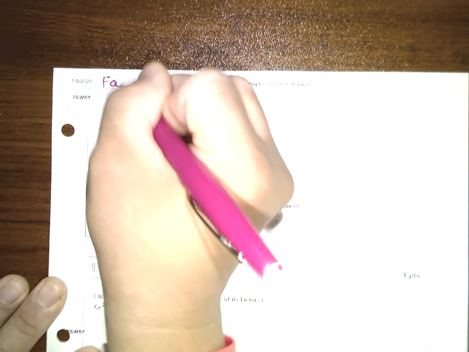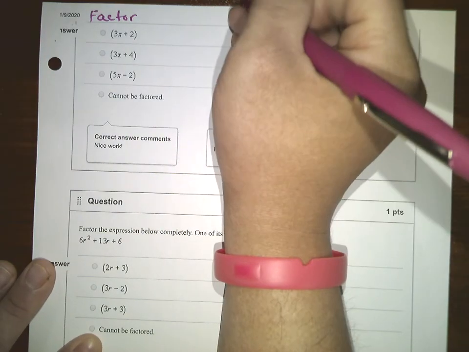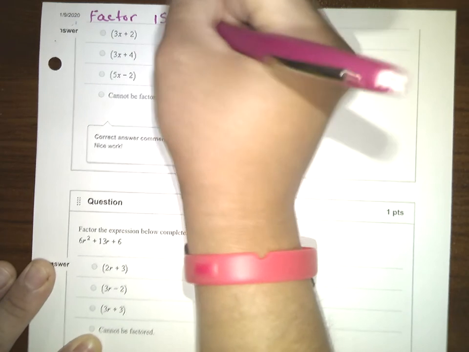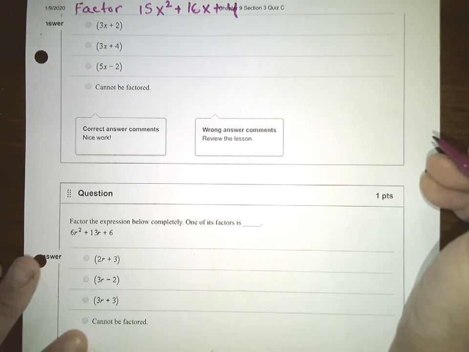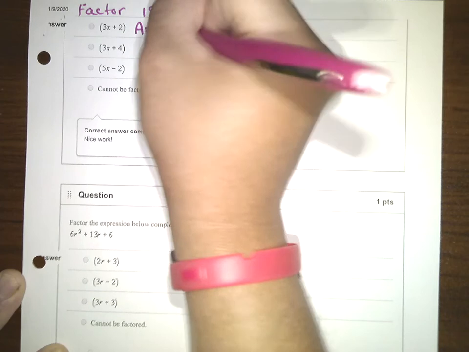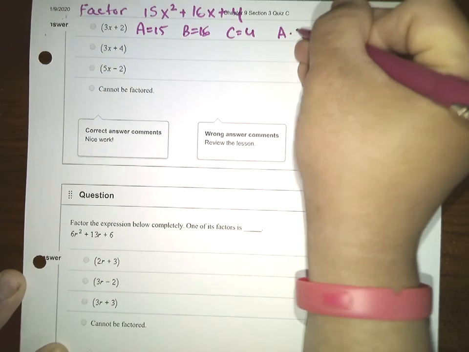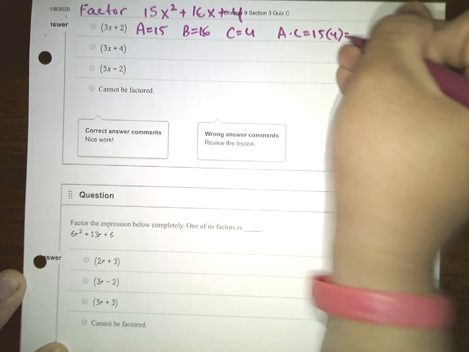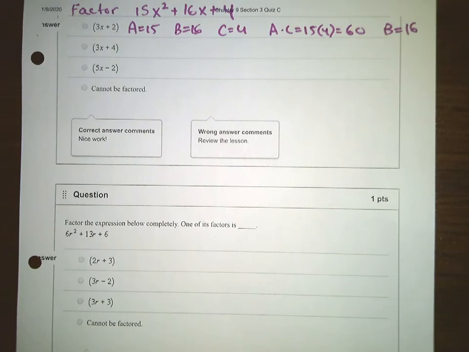So now let's try another example here. So this one is, let's see, what is it? Factor 15x squared plus 16x plus 4. All right, so now we're going to look at the a, which is 15, the b is 16, the c is 4. So a times c is 15 times 4, which is 60, and b is 16, and we'll work our way through the possibilities just like before.